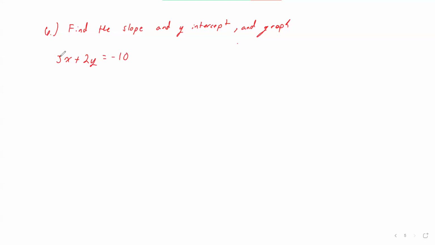So we got 3x plus 2y equals negative 10. Let's start the process again. What do I do first? Perfect. And I want to put it in the front of it. So I now get 2y equals negative 3x minus 10. We still go with that first step? Good.